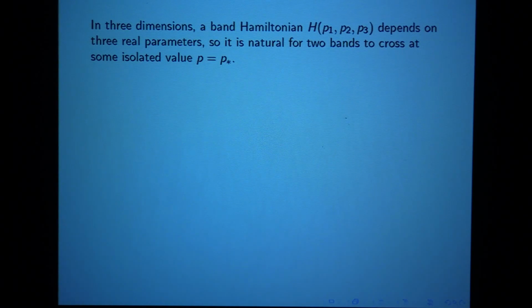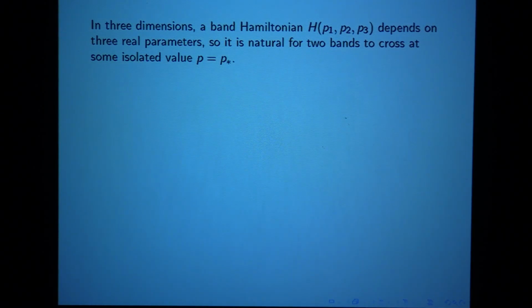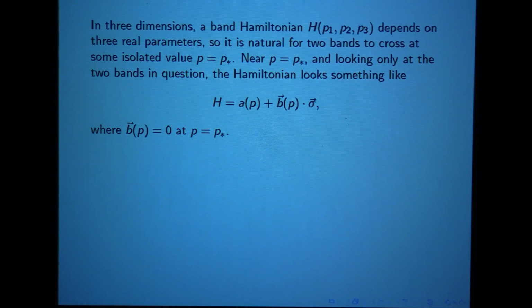So it's natural for 2 bands to cross at some isolated value of the momentum, which I've called P star. Near P equals P star, I'm looking only at the 2 bands in question. The Hamiltonian looks something like this. There's some function of P. P is a vector valued quantity. It has the 3 components P1, P2, and P3. The Hamiltonian is a scalar function plus a vector function dotted with the sigma matrices. And the levels cross at the point where this vector function is 0.